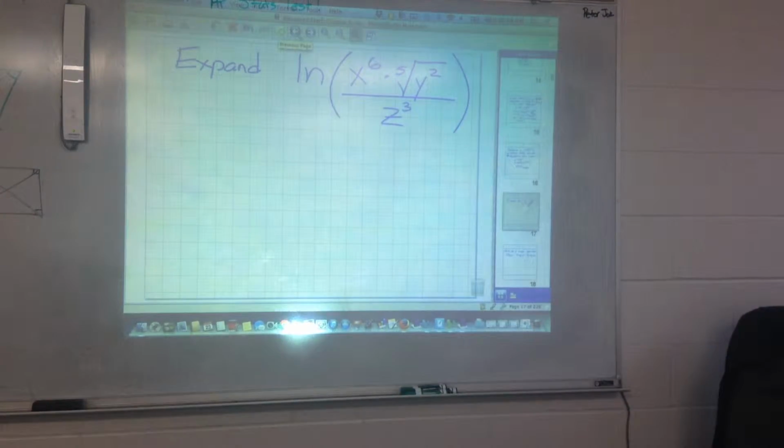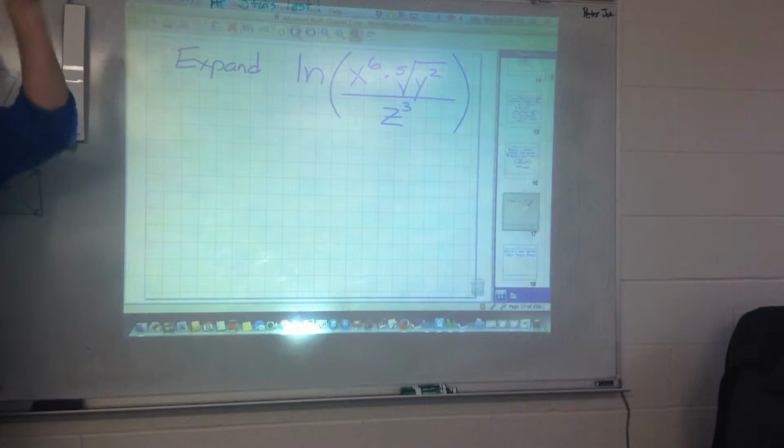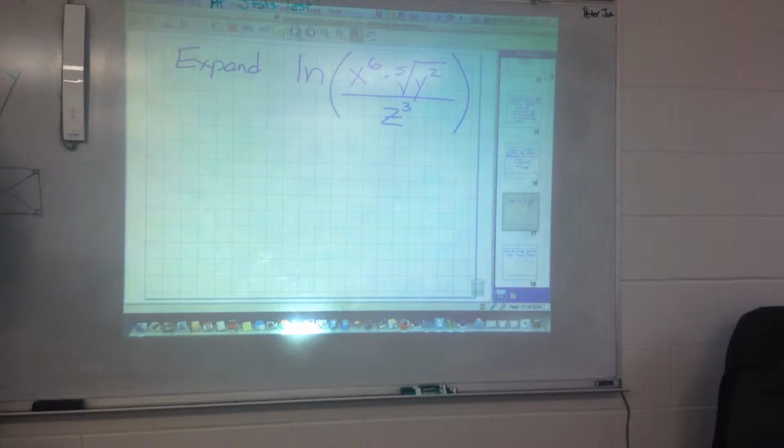Okay, expanding, condensing, using your log properties. You've got 3 log properties. What are they? Addition, subtraction. Addition goes with product. Quotient is division, so you subtract. And then exponents are power, you multiply.